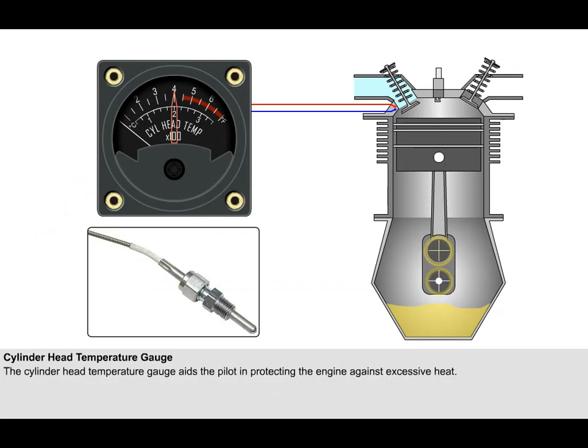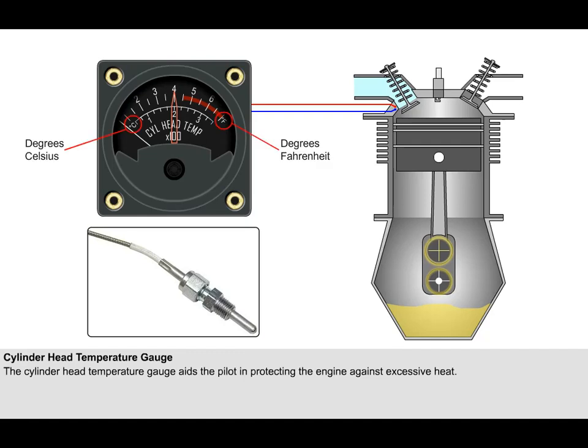The sensor is a thermocouple. The principle of operation of the thermocouple is covered in depth in the electrical and instrument objectives. What you need to understand here is that the sensor produces a very small voltage which is directly proportional to the temperature of the cylinder head. This voltage is sent to the gauge in the cockpit.